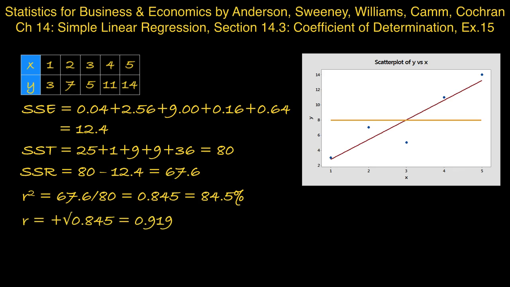If we take the square root of r squared, then we get the correlation between y and x, and we have to take note of whether the relationship between y and x is positive, in which case we take the positive square root, which it is in this case. If the relationship was negative, we would take the negative square root. But in this case, the correlation is positive and it comes to 0.919.